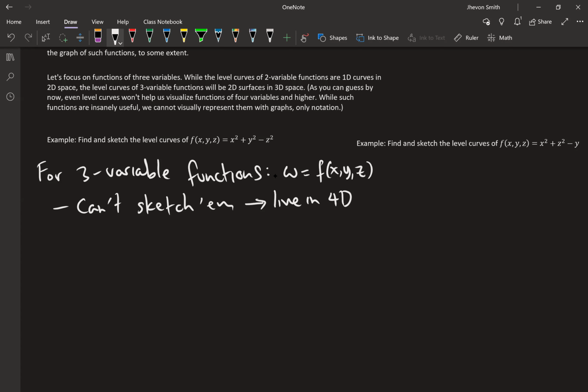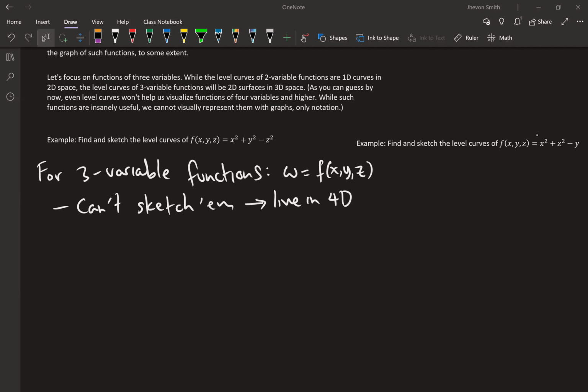So our domain lives in 3 space, and yes, you'd get a 4D graph. So our domain would be 3 space, and then it's outputting something in another dimension somewhere where we can't even visualize what that would look like. So we can't sketch it because it would live in 4D.